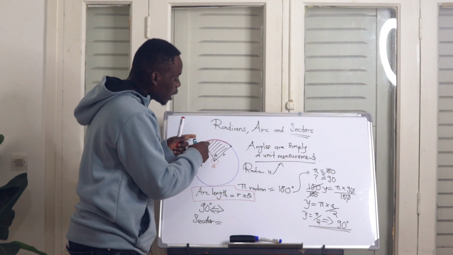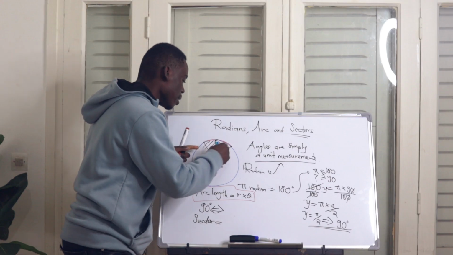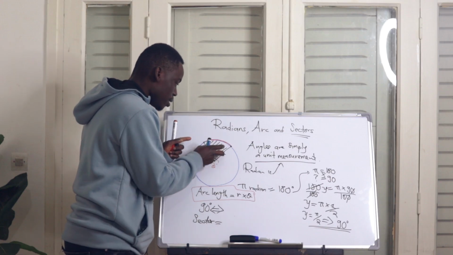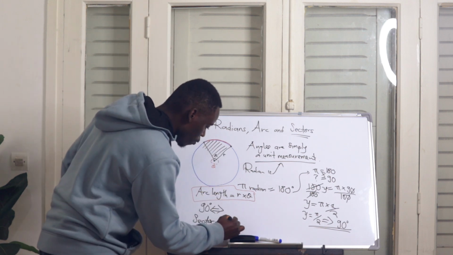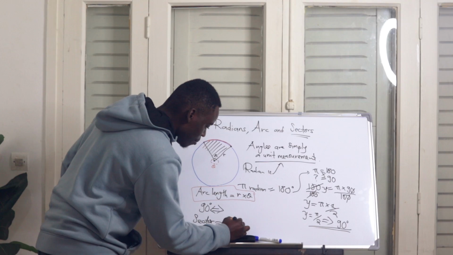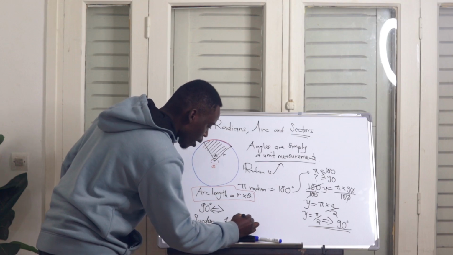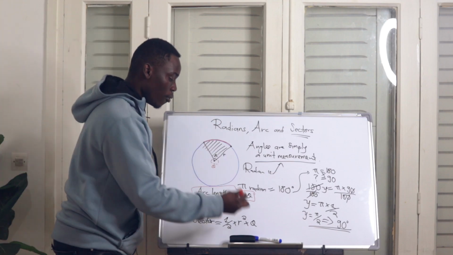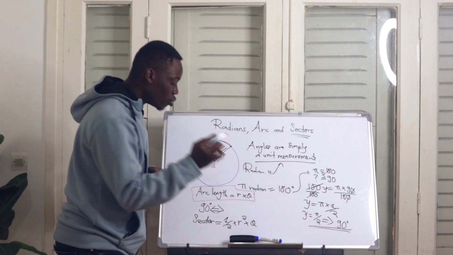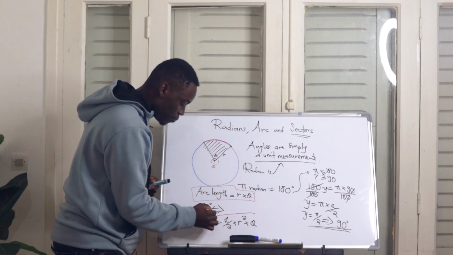Hence, if we want to calculate the area covered by this sector, this part here, we're going to say 1 over 2 times r squared times theta. Remember, our theta, which is our angle, should always be in radians.